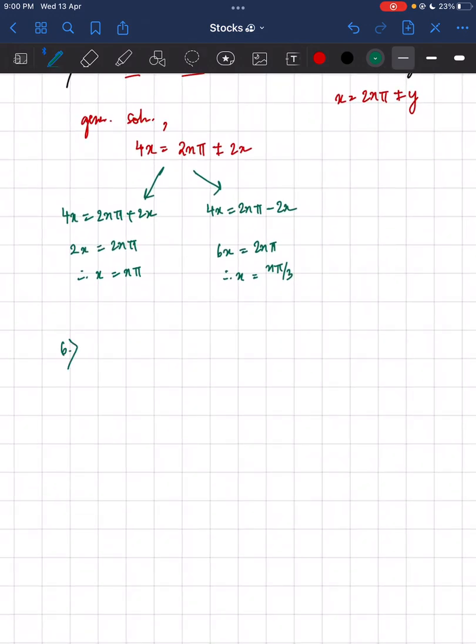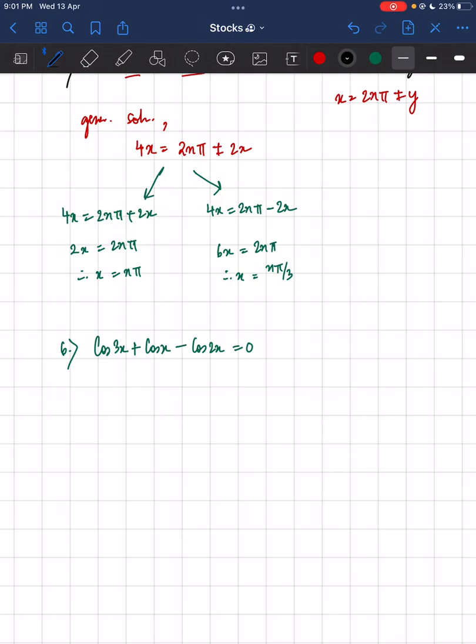In question number 6, what we have is cos 3x plus cos x minus cos 2x is equal to 0. For these types of questions, we don't have two trigonometric functions, we have three trigonometric functions. So what we need to do is apply formulas on two trigonometric functions such that from those two I get the third term.